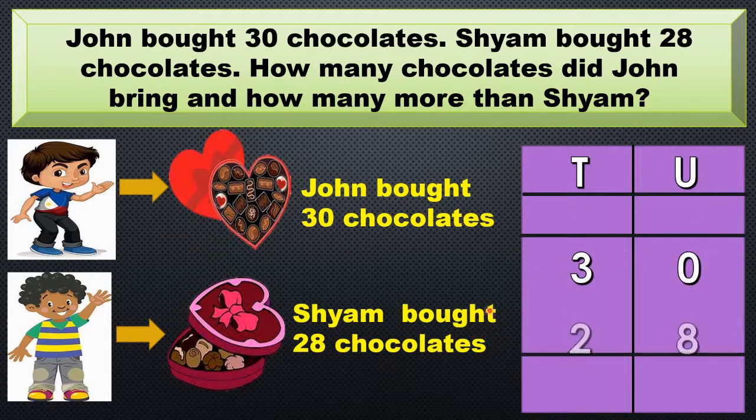So what do we do here? We borrow 1 from the tens place. So 3 subtract 1 comes here. So here remaining 2. First do the units place. 10 subtract 8 is equal to 2. Now tens place, 2 subtract 2 is equal to 0. So the answer comes 2.